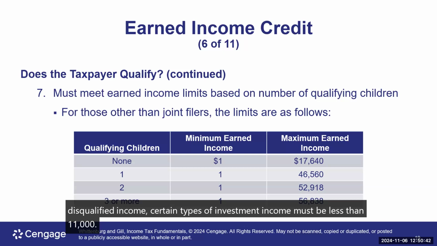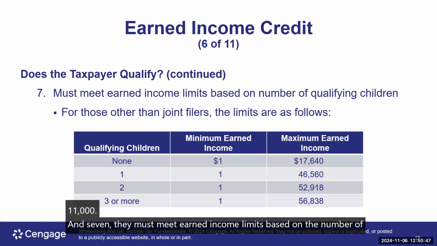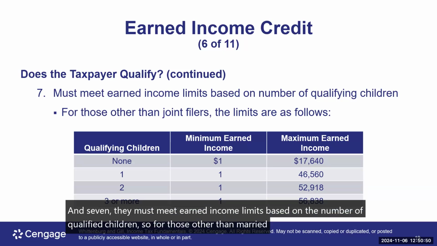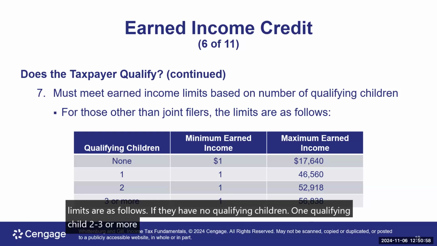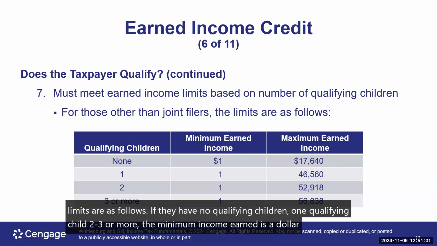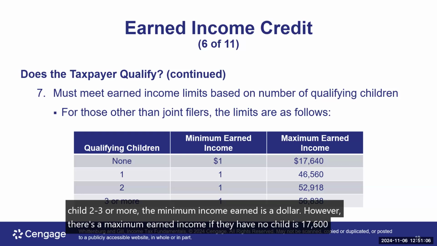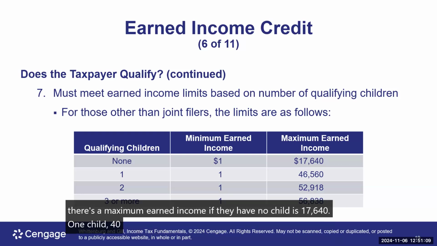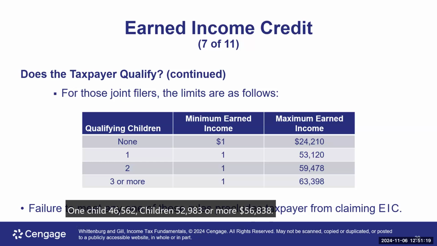And 7, they must meet earned income limits based on the number of qualifying children. So for those other than married filing joint filers, the limits are as follows. If they have no qualifying children, 1 qualifying child, 2, 3, or more, the minimum income earned is $1. However, there's a maximum earned income. If they have no child, it's $17,640. 1 child, $46,560. 2 children, $52,980. 3 or more, $56,838.